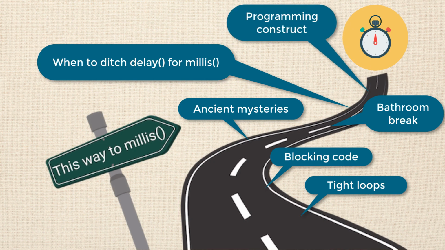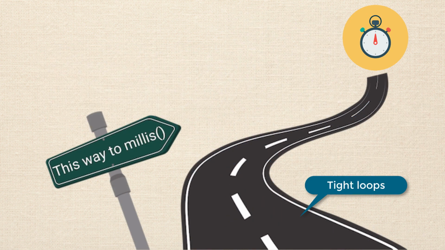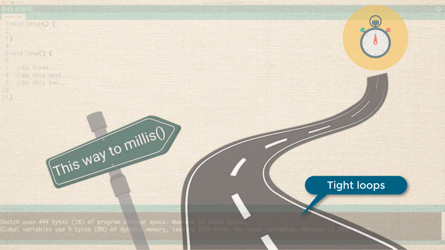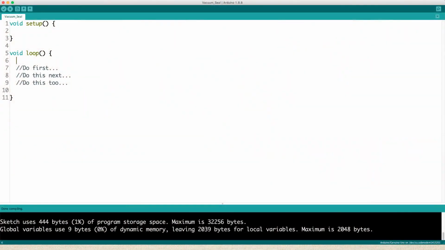And what I want to do is talk about a couple concepts that I think will help us understand the why and the how of doing what we want to do. So we're going to start with the concept of a tight loop. And when I say a tight loop, what does that mean? So let's take a look at an Arduino sketch to kind of demonstrate what I mean by a tight loop.